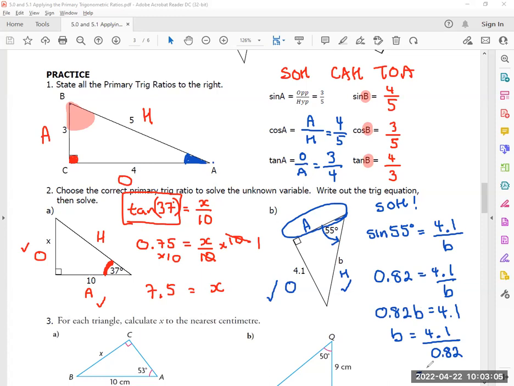So B equals 4.1 divided by 0.82, and we can solve that in the calculator. So this unknown side was just a 5. Welcome. You made it.